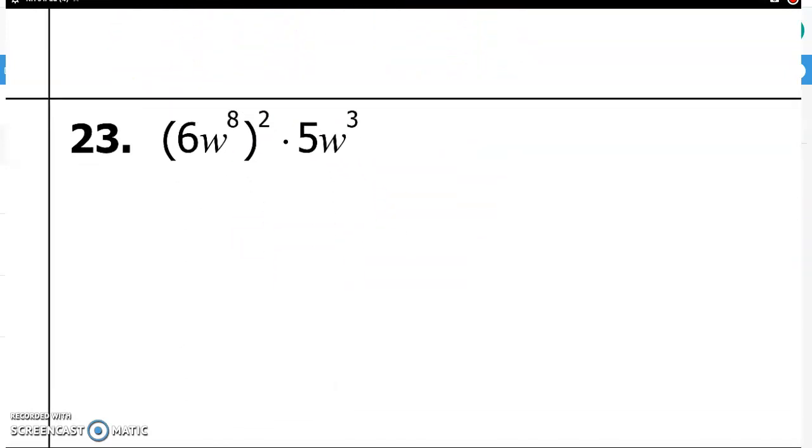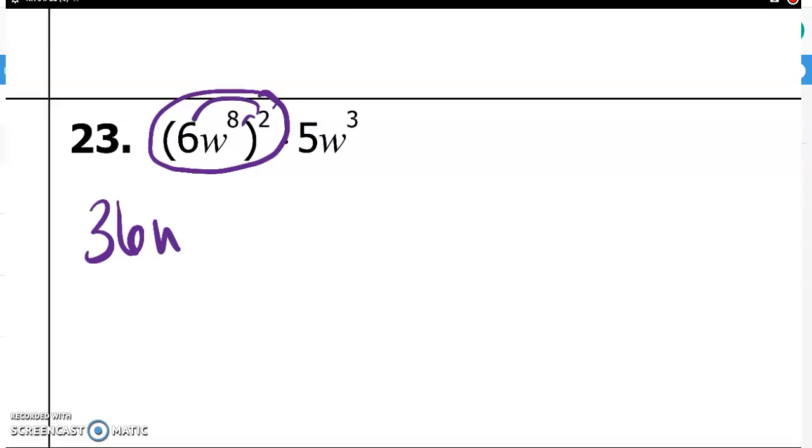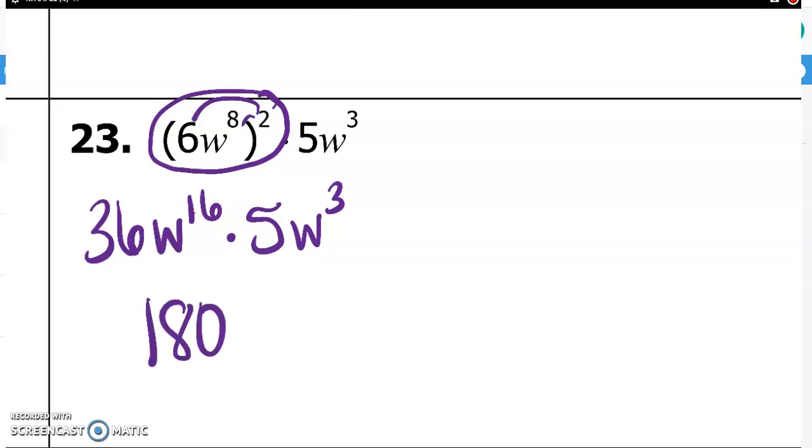Number 23, you're going to first have to deal with this. You can't multiply when you have an exponent on the outside. So we do 6 squared is 36, w to the 16th times 5w to the 3rd. So 36 times 5 is 180. W, add your exponents to get the 19.